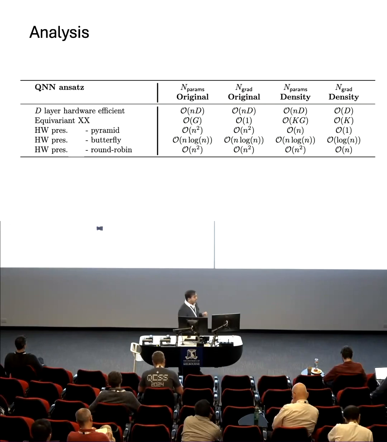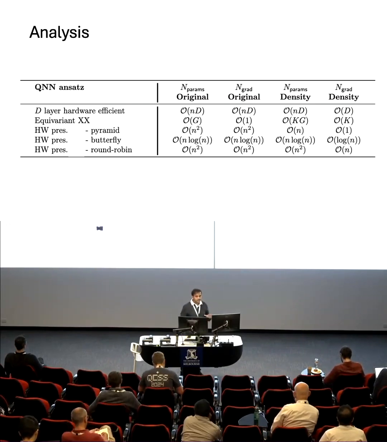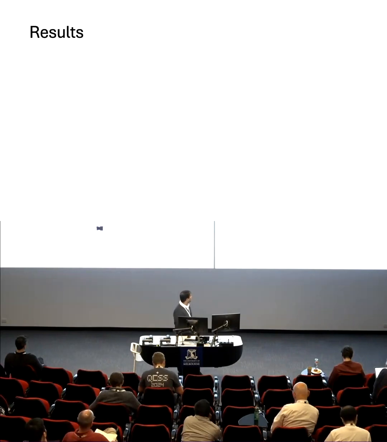All right, so now this is a table from the paper where we did analysis for different kinds of ansatz family. We have the hardware efficient ansatz, we have an equivariant ansatz, and some Hamming weight preserving ansatz. In all these, the crux is that if you take the original model and create a density model, you can either improve the gradient complexity, or if you keep the gradient complexity the same, you might be able to improve the number of parameters and therefore the expressibility.